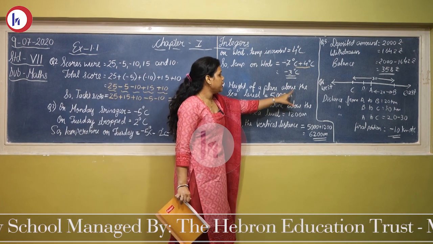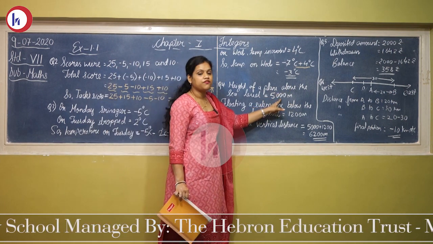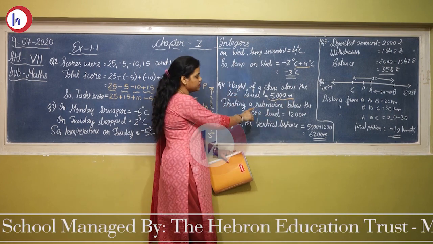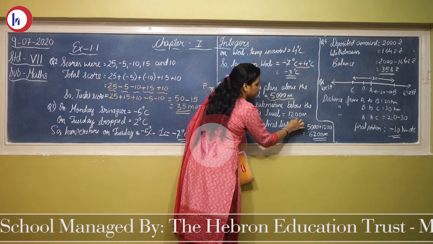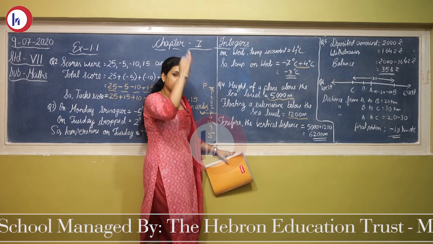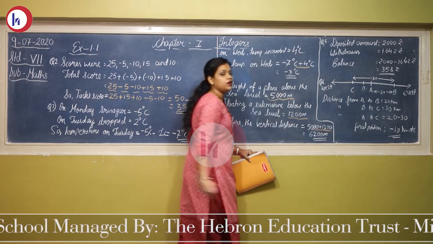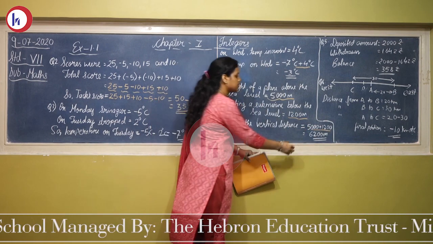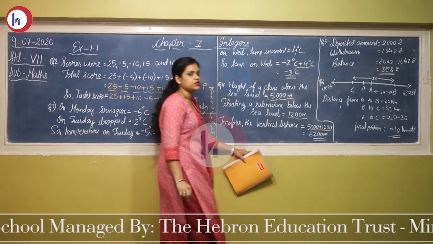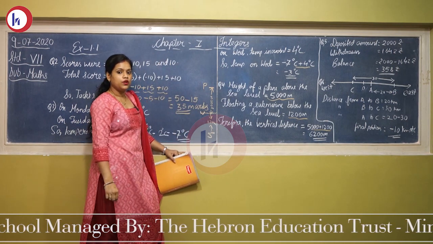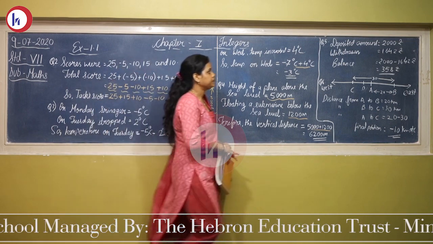So the height of the plane above the sea level is given as 5000. Okay, and the floating of a submarine below the sea level is 1200 meters. So to find the exact distance, you have to add both distances. So the final answer is 6200 meters. Between the two, when we add, we get 6200 meters distance.